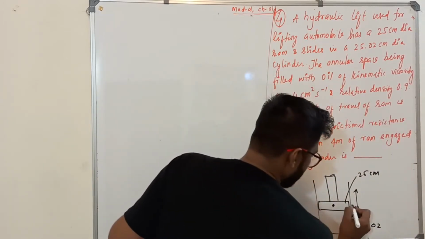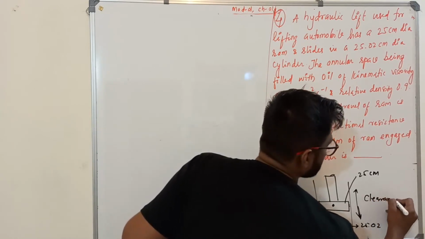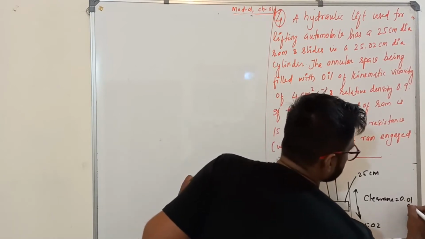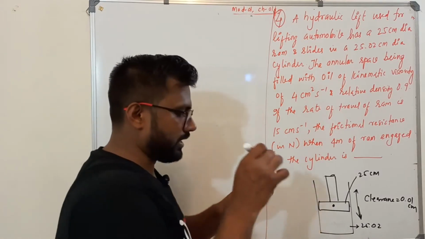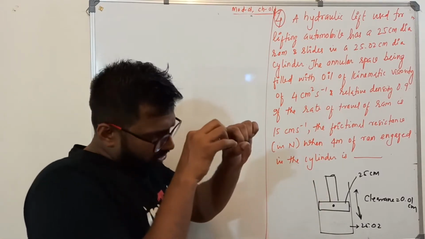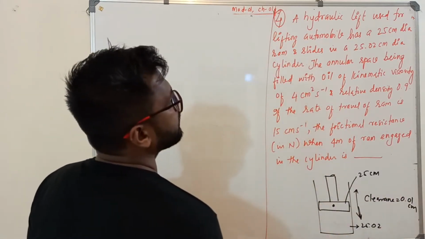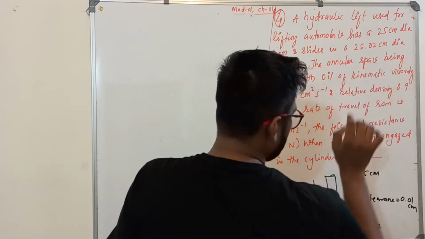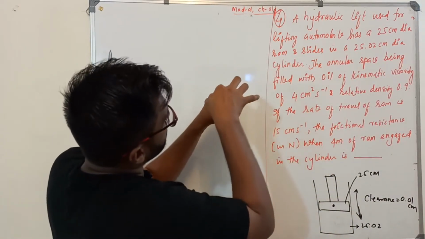So what is the clearance? How much is the clearance then? So the clearance is 0.01 centimeter. 0.01 centimeter this side, 0.01 centimeter this side. It's moving like this. So this clearance on the top of this is 0.01 centimeter. The annular space is being filled with oil. So this annular space here you are using what?